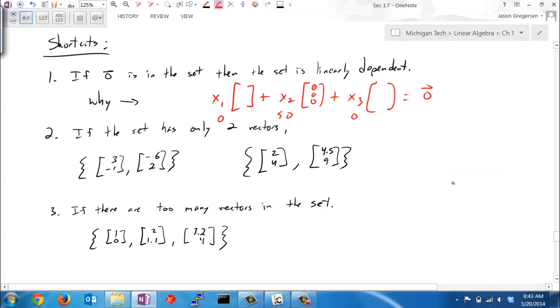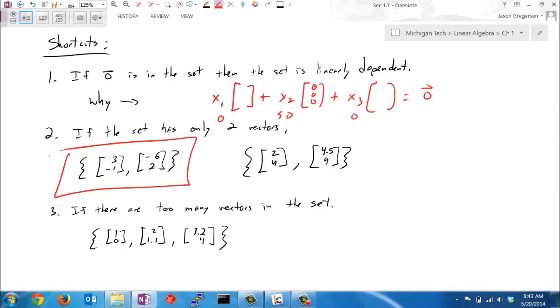Okay, so what about these ones? Independent or dependent? They're just multiples of each other, which means that they're dependent, absolutely. So these are dependent. What about the next one? Dependent. Right. But that's a little trickier, right? It's not that nice integer multiplier. So you might have to do a little work to see if they're multiples of each other.